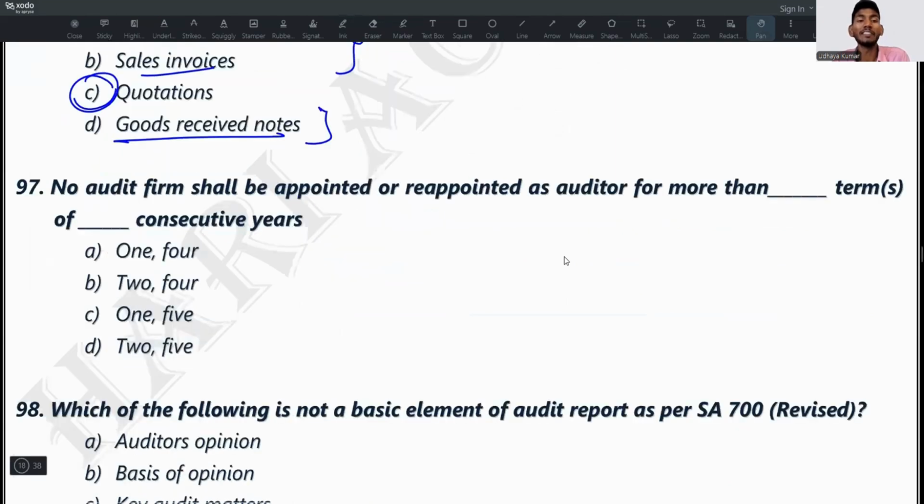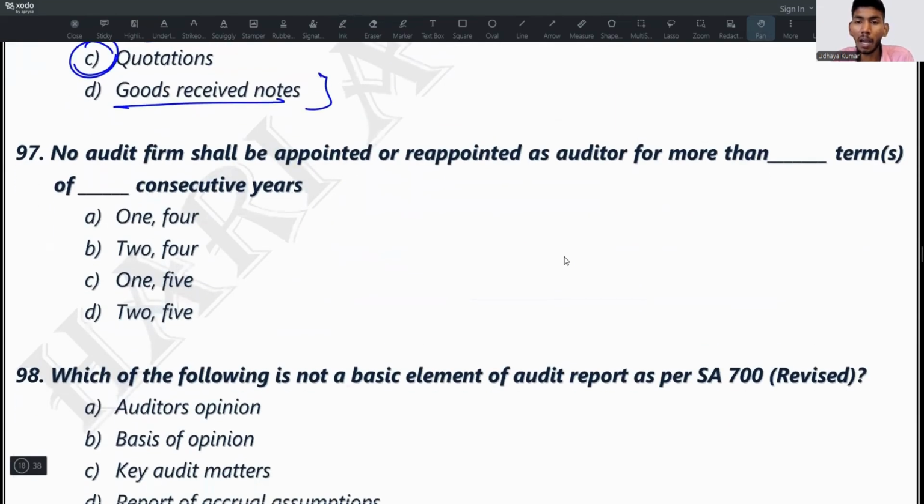Question number 97: no audit firm shall be appointed or reappointed as an auditor for more than dash terms of dash consecutive years. It's quite important. It's been asked multiple times. He's asking about an audit firm, not an auditor. Audit firm means how many terms? 2 terms of 5 consecutive years. The right answer is 2 terms of 5 consecutive years. So moving to question number 98.